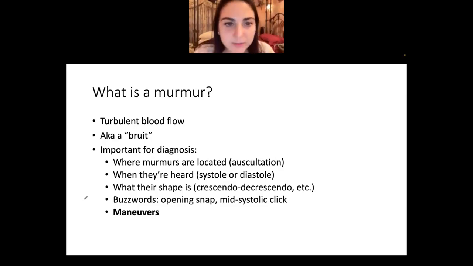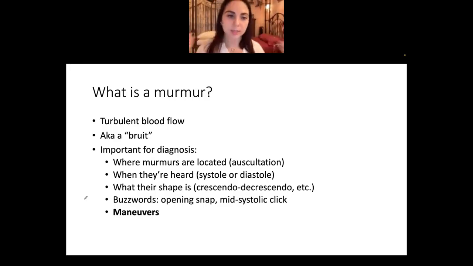So, in terms of diagnosing, things you need to pay attention to when you get a murmur question: where's the murmur located? They're going to give you a little bit about auscultation, like left second intercostal space. When the murmur is heard: is it heard in systole? Is it heard in diastole? What the shape is, they don't give this all the time, but a lot of the time they'll say there's a crescendo, decrescendo murmur. Buzzwords, which I'll point out, like opening snap, mid systolic click, that type of stuff.